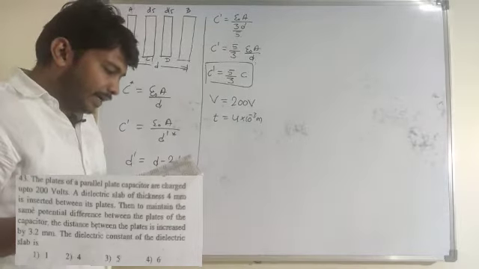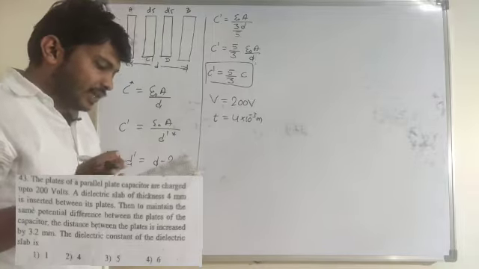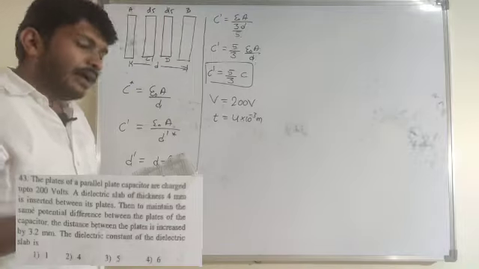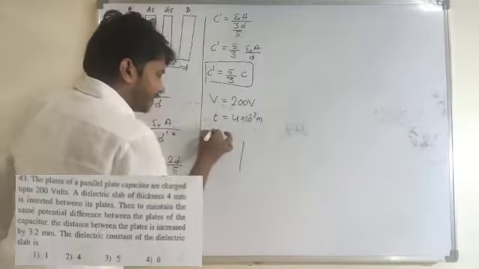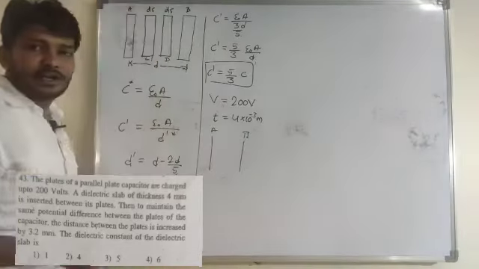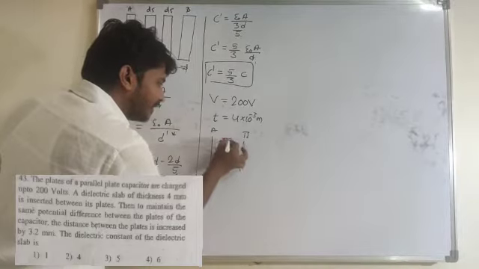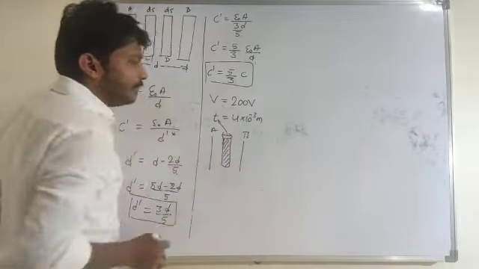Then, to maintain the same potential difference between the plates of the capacitor, the distance between the plates is increased by 3.2 millimeter. So look here, the two plates are placed parallel to each other. Now if I place a dielectric medium of thickness 4 millimeter.